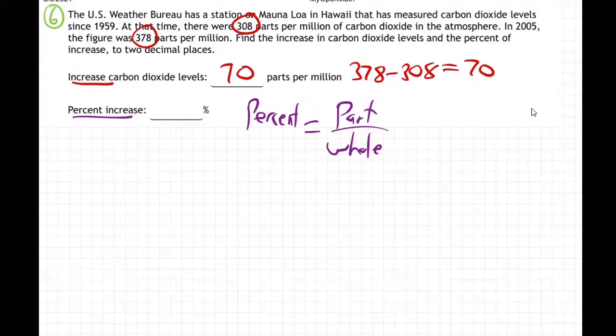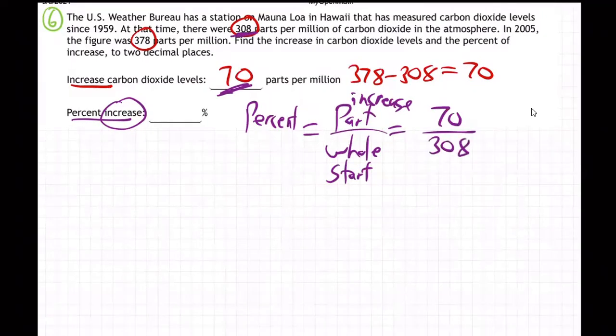So what's the part? Well, they're asking for the increase. So that would be the increase part, which was 70. We just figured out right here, right? The part, the increase, over the whole. Now, what's the whole? Well, the whole is what it started with, which is 308. Do you see why we use the starting and not the ending? If you want to know how much something increases, you want to know what part increased from the start, don't you? That's how we find a percent increase. We take what part of the starting amount went up. Is that good? So then divide those.